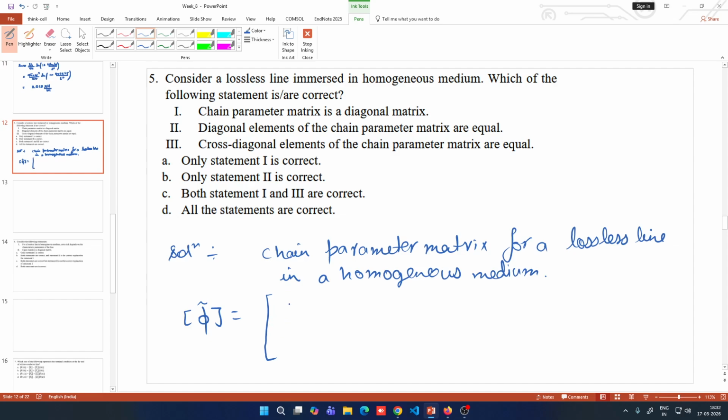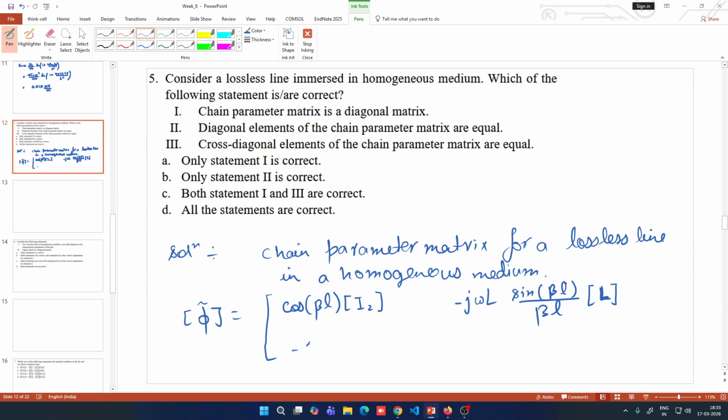So phi11 is given by cos beta L into I2, where I2 is an identity matrix, and phi12 is minus j omega L sine beta L by beta L. I'm writing it as small l, it should be capital L also. So beta L into the inductance matrix L.